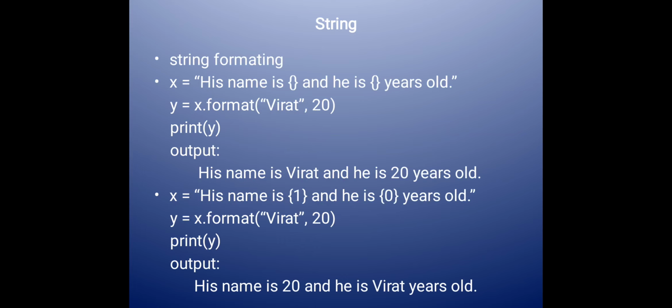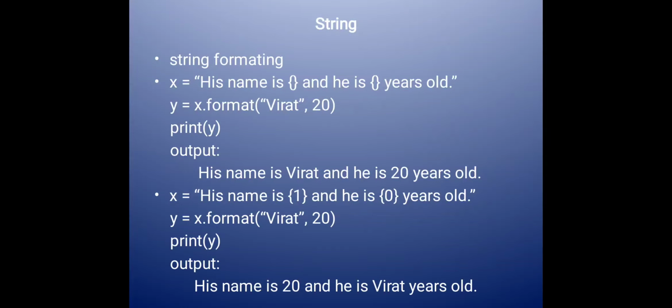Next comes string formatting. The format method is the most convenient way to format the strings. The curly braces are used as the placeholders in the string and are replaced by the method argument format. So we can format a string in different ways. The first one is, I have assigned a string, his name is a placeholder and he is again a placeholder years old in a variable called x. Then y is equal to x dot format Virat, 20. Here the output will be his name is Virat and he is 20 years old.